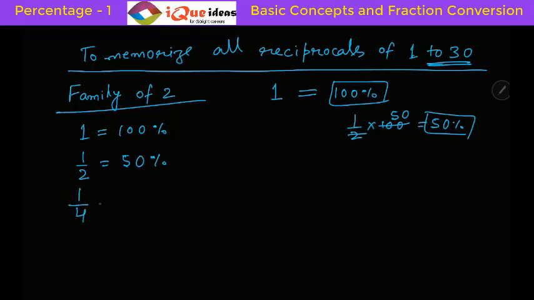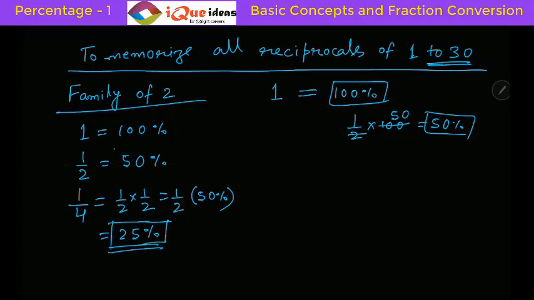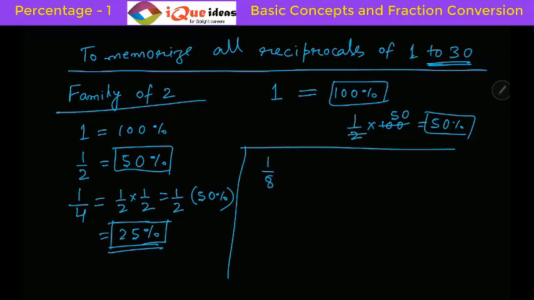Similarly, 1 by 4. Now 1 by 4 is either 100 by 4 or half of 50. We can say it is half of half, so it is half of 50%, which is 25%. Right? So these things can be directly used. Say for example, if I have 1 by 8, how do we do that? We already have 1 by 4, which is 25%. So I can say 1 by 8 is half of 1 by 4. Half of 25 will be equal to 12.5%.